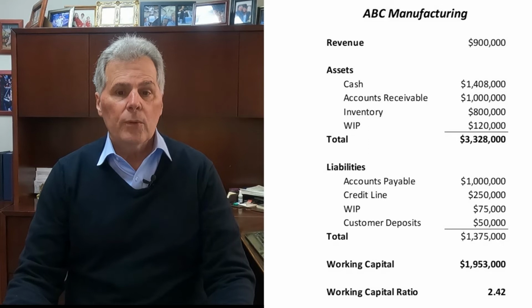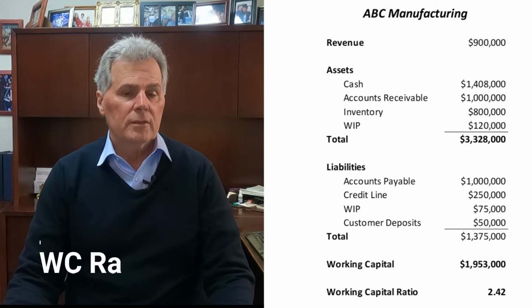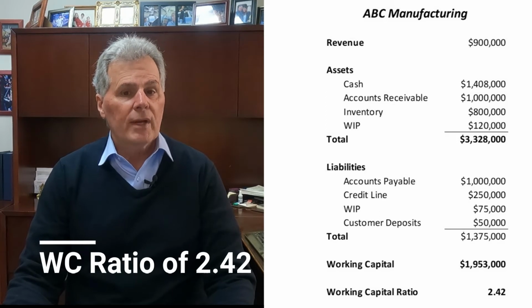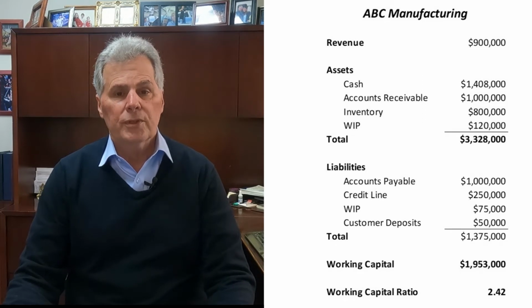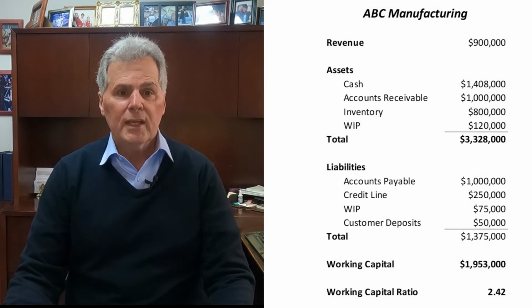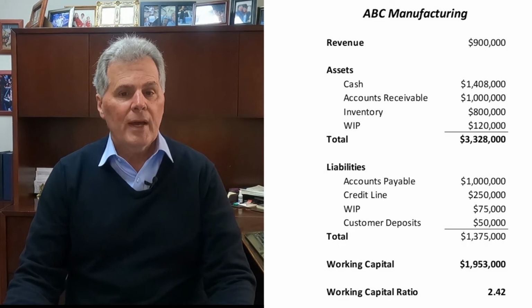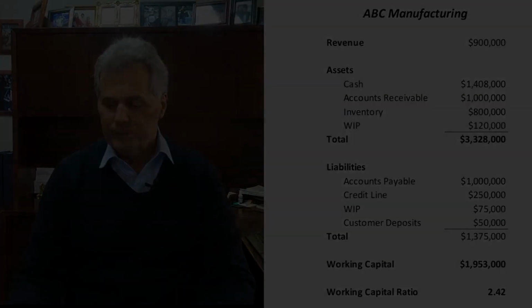The working capital for this company is $1,953,000, or a working capital ratio of 2.42 to 1, which simply states that for every dollar of liabilities, the company has $2.42 worth of current assets. So you can see this company has probably got excess working capital, and we'll talk about what you do with excess working capital or what you can use it for a little bit later on.